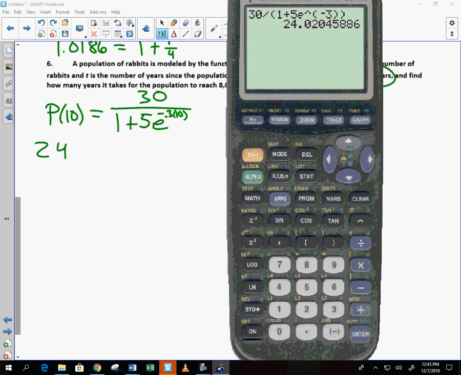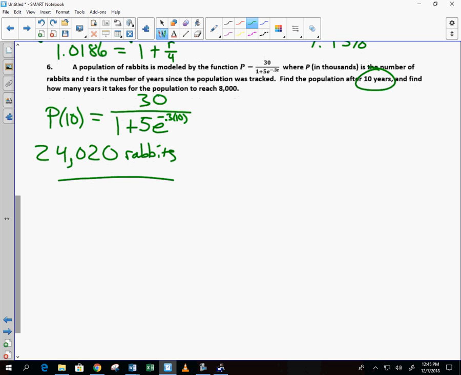So you get 24.020, which is really just 24,020 rabbits. Suppose the question was different. Instead of saying the population after 10 years, what if I said find the initial population? If it said find the initial population, what would you plug in for T? 0. If you plug in 0, you get e to the 0 is 1, times 5 is 5, plus 1 is 6, and 30 divided by 6 is 5. So 5,000 is what we start with. After 10 years, there's 24,000. It's a lot of rabbits. Better get some wolves, right?